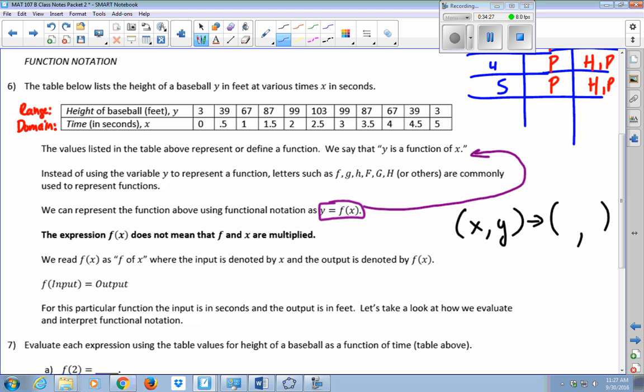I want to write x, the input value, and the output value. X and f of x. If I messed up, I apologize. X and f of x, because y is the same as f of x. Okay?